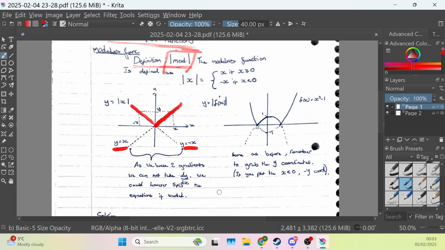and y equals x. Some things to note, on this graph in particular, because it's y equals |x|, this coordinate here is (x, y), and this one here is (minus x, y). As we have two gradients, we do not take dy by dx. We could split these into two different equations if wanted, and we do that later on when we come to solve them.